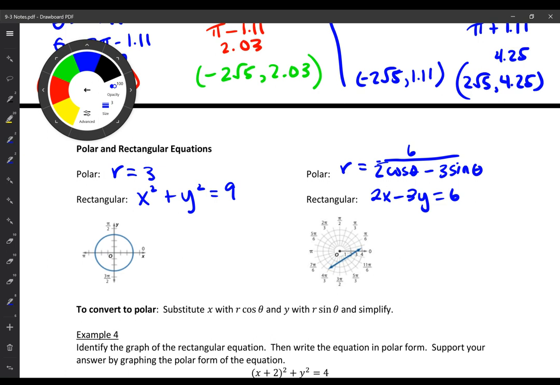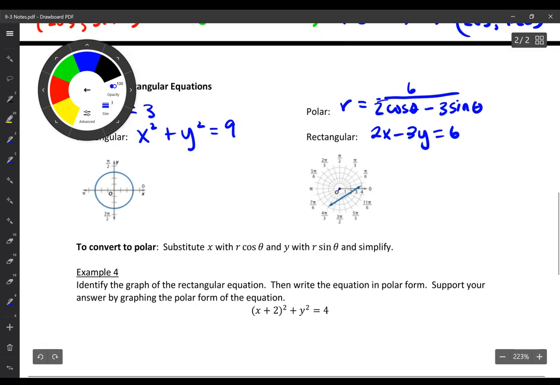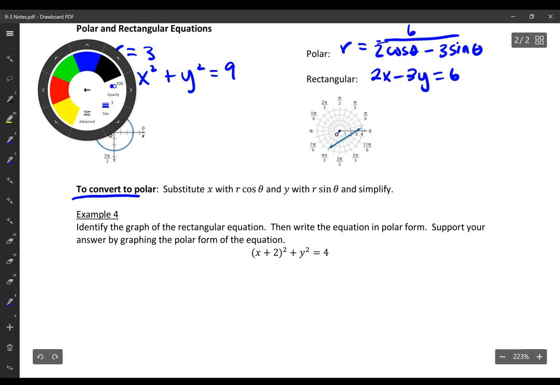And what this is really showing is when I have something circular, oh my gosh, the polar is so much easier. If it's a line, it might be easier, it might not be. So if it's a line that goes right through that pole, right through my 0, then it's not too bad. But if it's any other kind of line, it's going to be a little more complicated. So first, to convert to polar, we substitute x with r cosine theta and y with r sine theta, and we simplify. So we're going to look at that here.